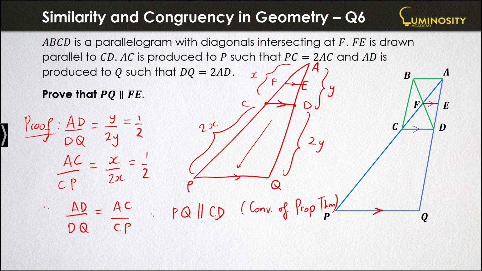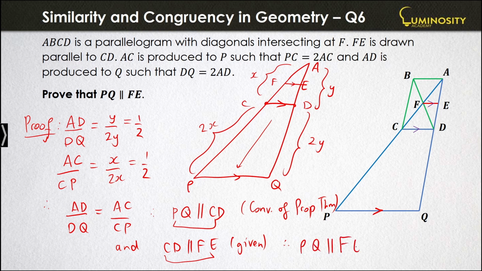Okay, but I've not proven that PQ is parallel to FE. I've proven that PQ is parallel to CD. And we know that CD is parallel to FE. That was given to us as the information. So therefore, if PQ is parallel to CD and CD is parallel to FE, then by the transitive property of parallelness, PQ must be parallel to FE as well. All right, and that is how we would prove this type of question.